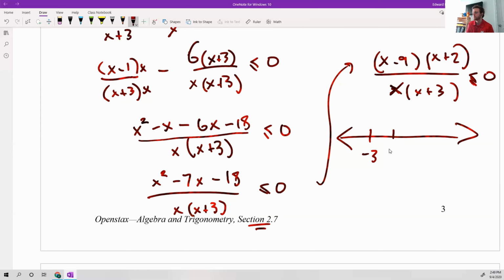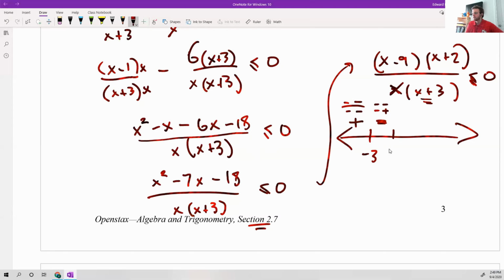Let's establish this first one. Let's plug in like negative 1,000. It's going to be a negative times a negative divided by a negative times a negative, right? Positive. Which is, at the end of the day, a positive. When I get to negative 3, this expression is going to go from negative to positive. So I could draw it if I want. But a negative times a negative divided by a negative times a positive, that's a negative.